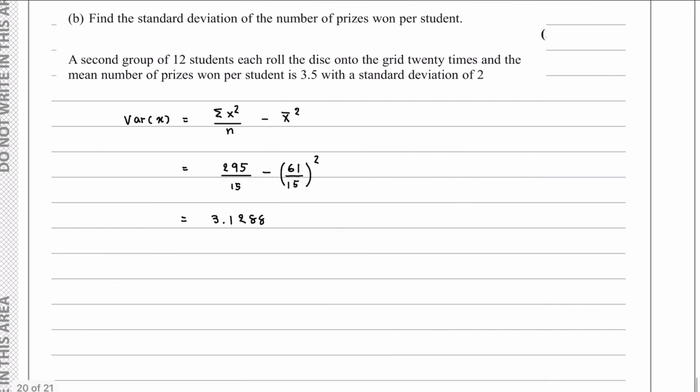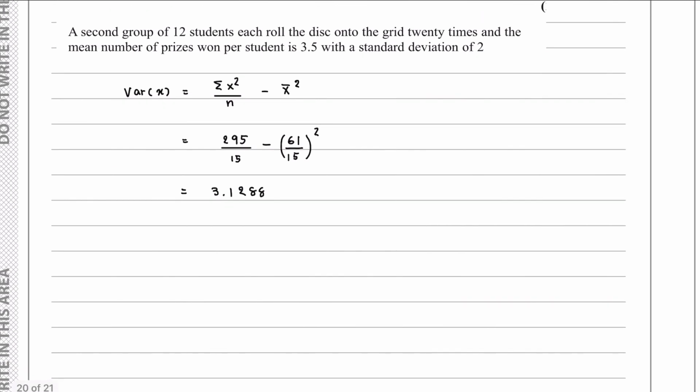3.1288. So to find the standard deviation, take the square root. And the answer is 1.76886, which is 1.77 for three significant figures.